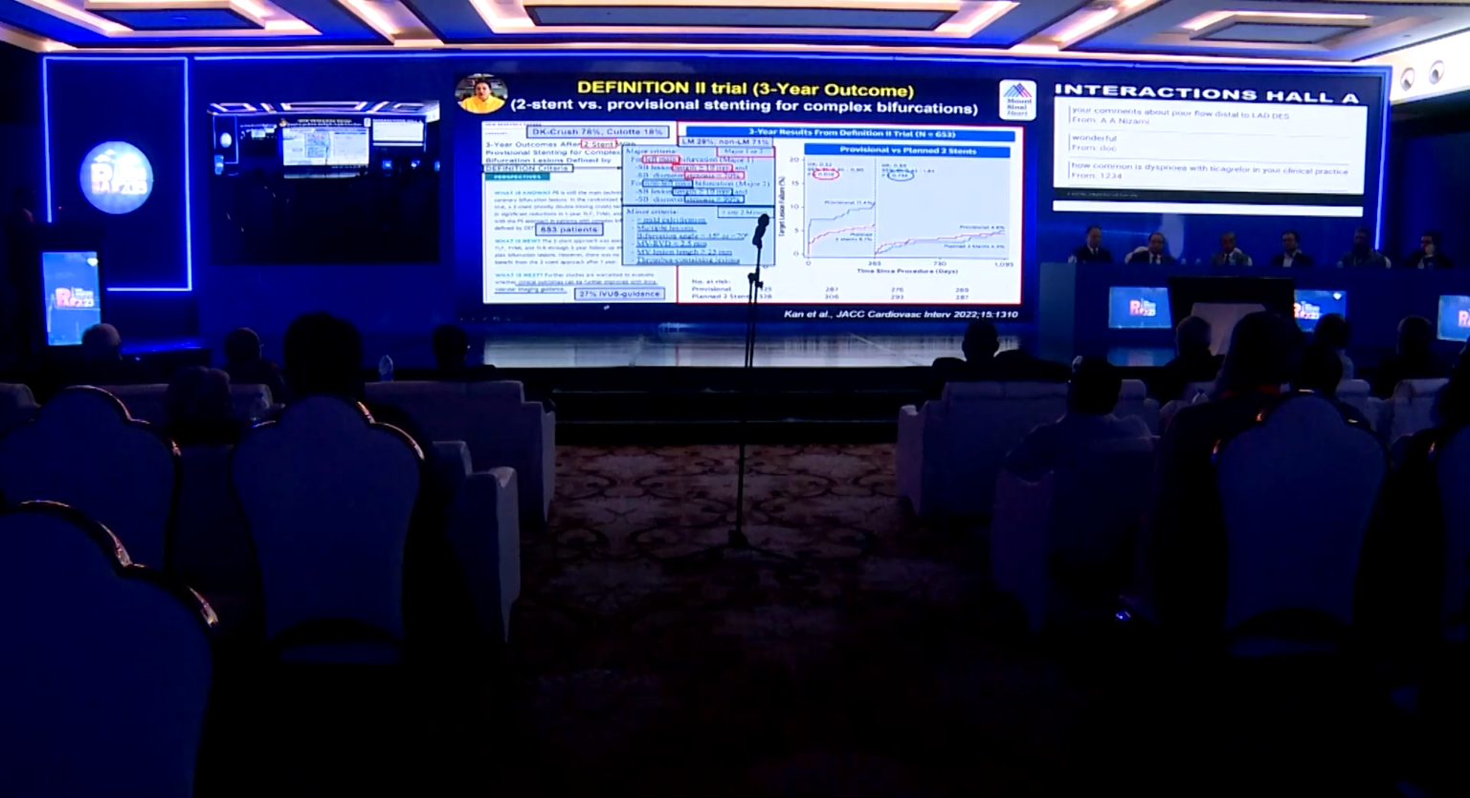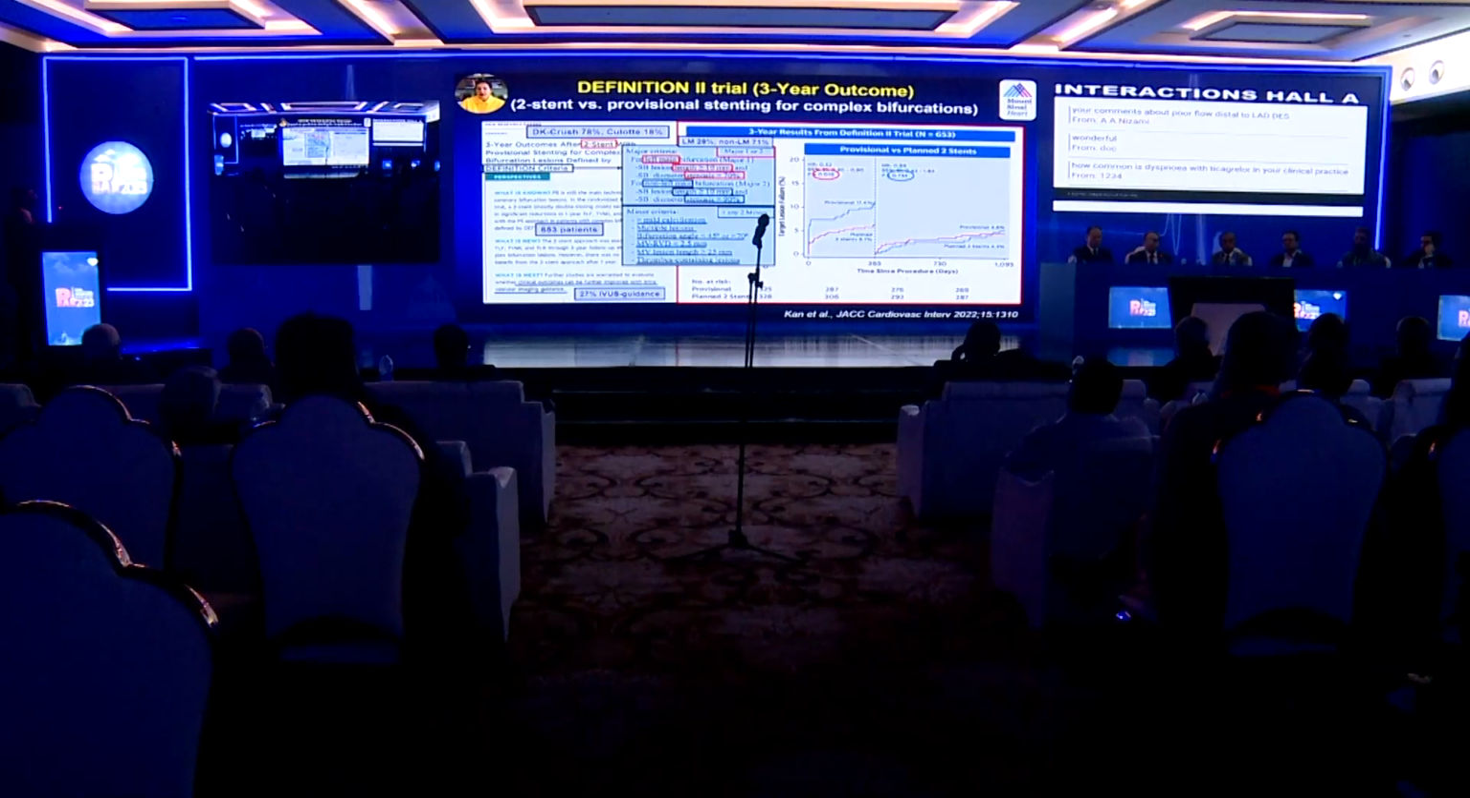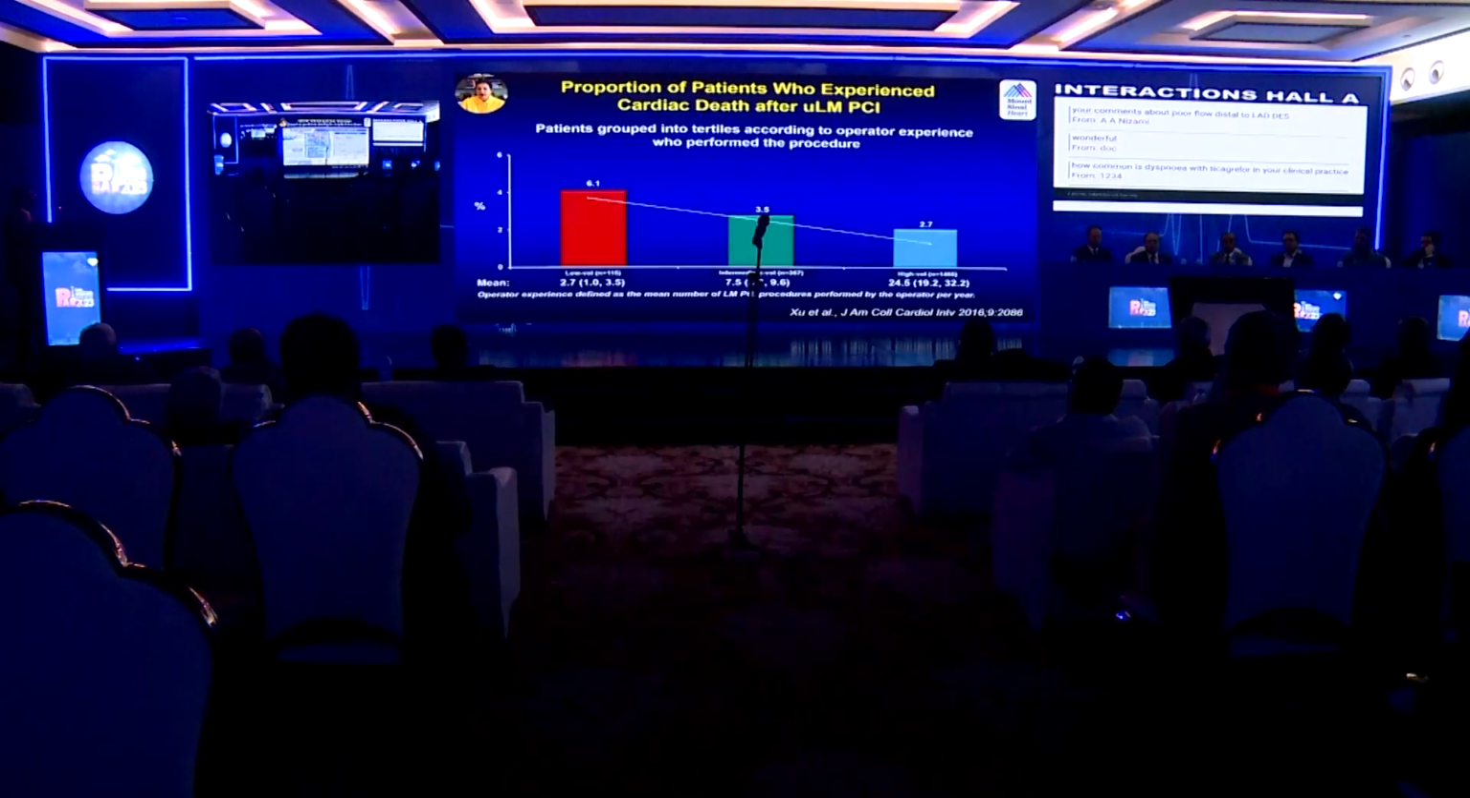IVUS was used in about 27% of these patients. So again, the same: if you have a complex lesion, try to do a two-stent technique. And if it's a simple lesion based on this definition criteria, provisional stenting is okay in this patient. Then we always discuss which is a better technique, and everybody says that DK Crush for most of these cases is probably better.